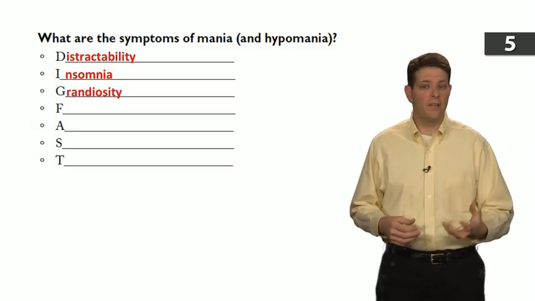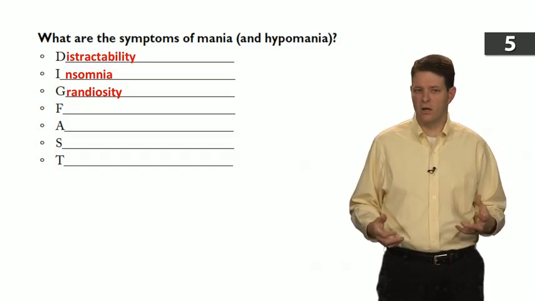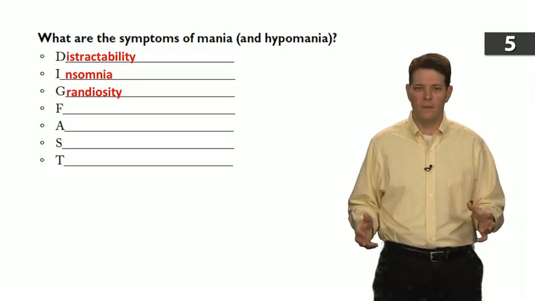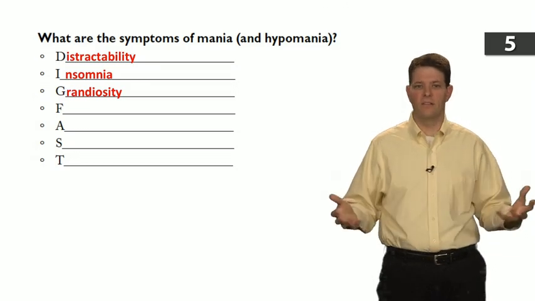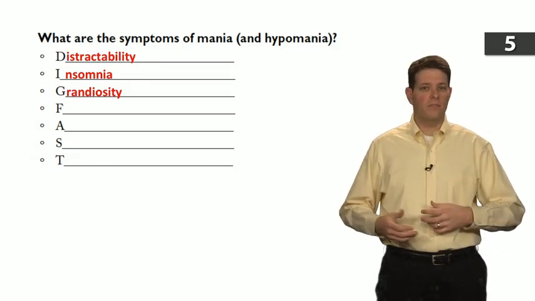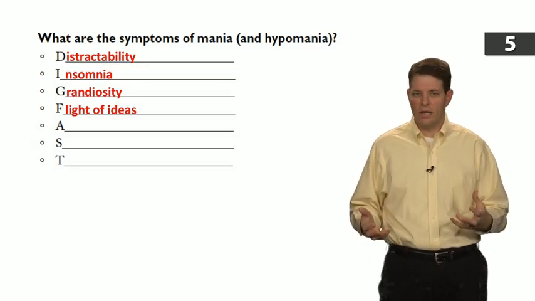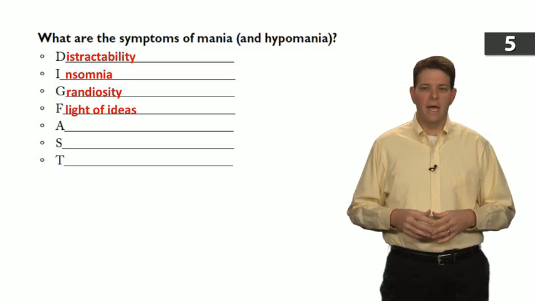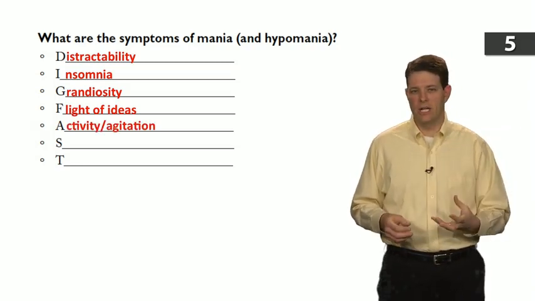G is for grandiosity, which is an inflated sense of self-esteem. So they have self-confidence to spare. They think they're the most important, most talented, most intelligent person in the whole world. Or sometimes it's a delusional grandiosity where they think they're Jesus or they think they're the president. F is flight of ideas and racing thoughts. So they just can't slow down their brains. Their thoughts are going from one thing to the next with really no continuity. A is activity, especially that goal-directed activity, and also agitation.